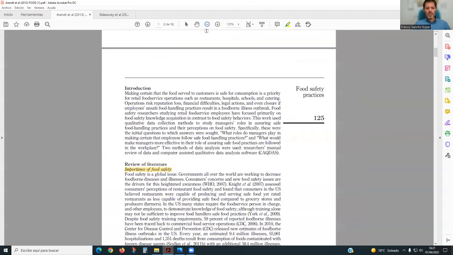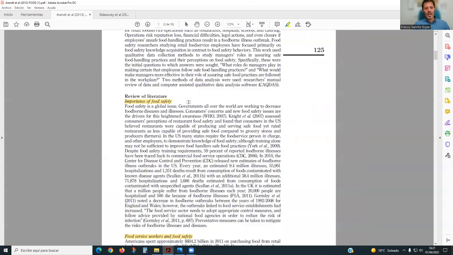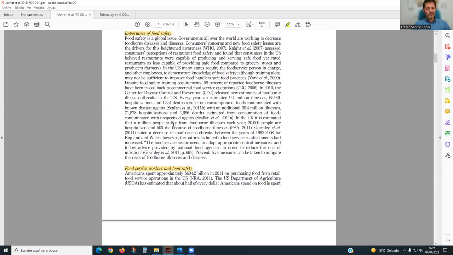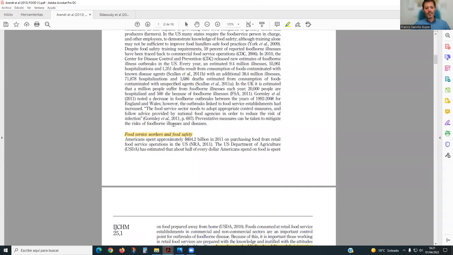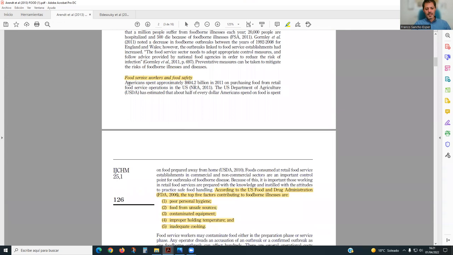The first thing they do is to make a brief introduction and to analyze the way the different variables they want to analyze have been studied in the past. In the first section, they comment on things related to the importance of food safety. Secondly, they study food service workers and food safety.